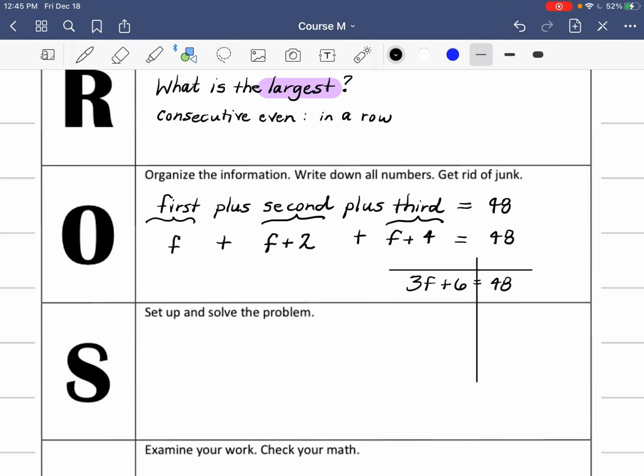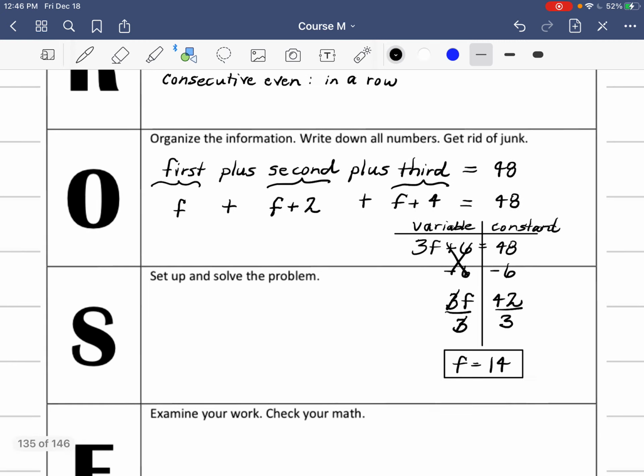We have a power T where we have the variable and the constant. So I will minus 6 from both sides, and I'm left with 3 F's equaling 42. I will divide both sides by the 3, and so F is 14. That's the first even number.